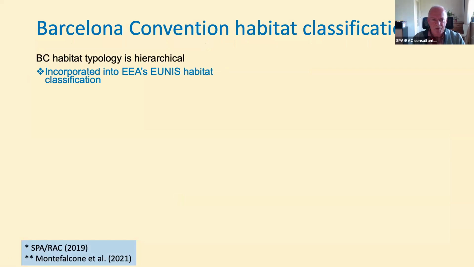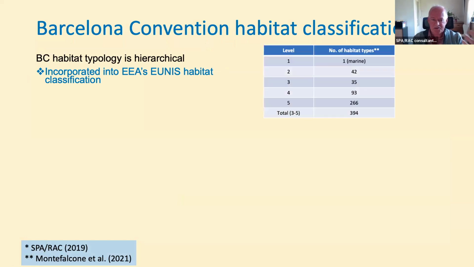Now, this map is derived from the Barcelona Convention habitat classification, which is a hierarchical classification, and it is very clearly part of the European habitat classification system. You'll see it goes from a very broad character, the level 1 marine, down to level 5, in which there are 266 different habitat types. So there's a great variety of different habitats on the seabed.